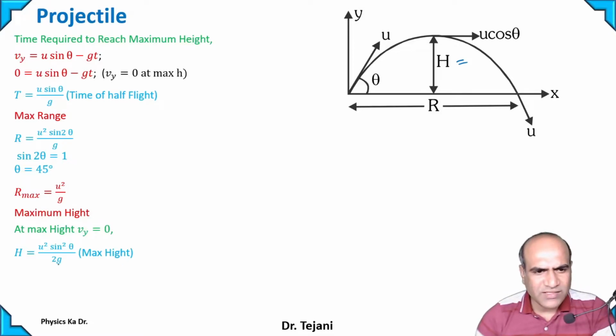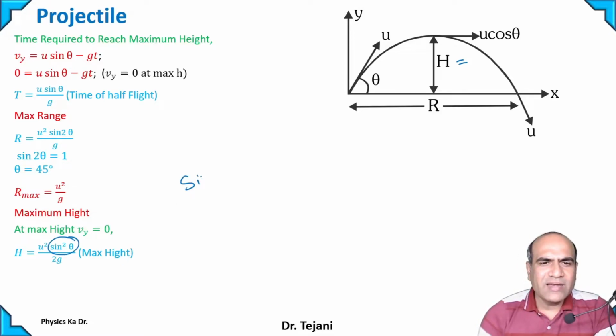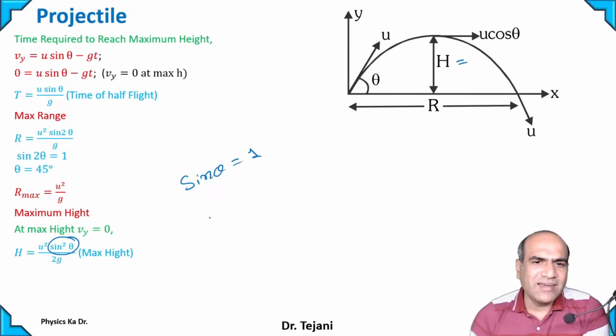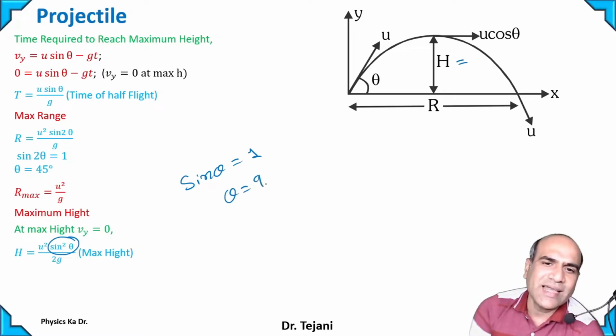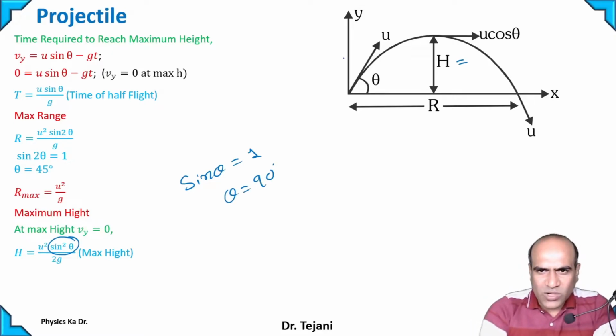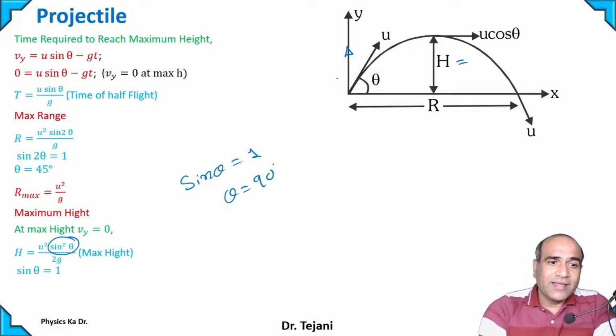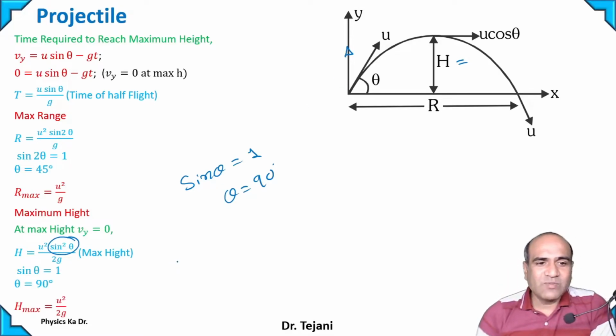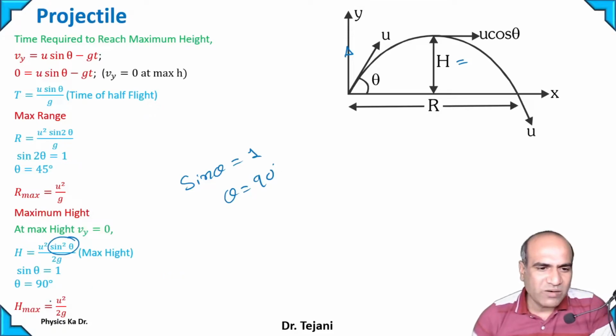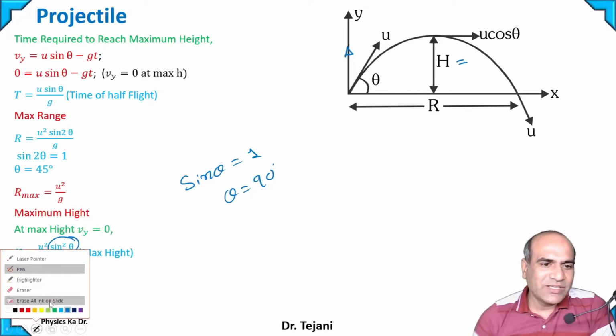If you want to have this as a maximum, sine theta should be 1. And when sine theta is 1, theta is 90 degree. That means if you throw a ball exactly vertical, at that time it gives maximum height, so it becomes u square by 2g.